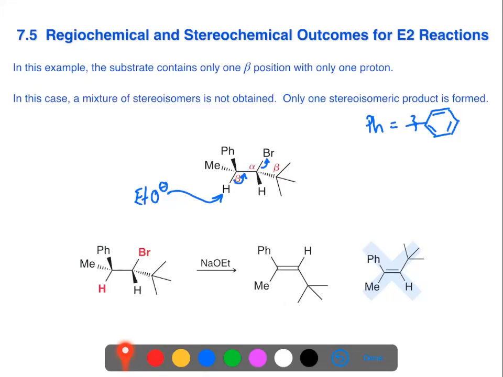So these groups are, in a sense, cis to one another. We don't form this particular stereoisomer. We don't see the same cis-trans, if you will, isomerism in this particular example. So this is not a stereoselective reaction. This is a stereospecific reaction.